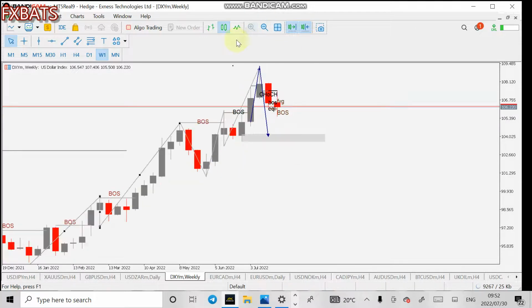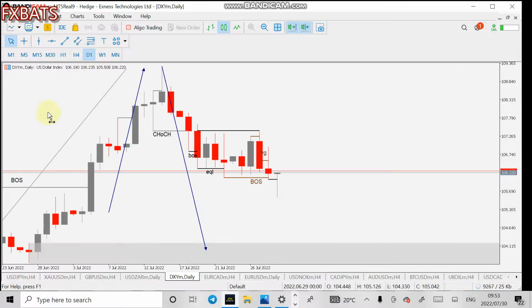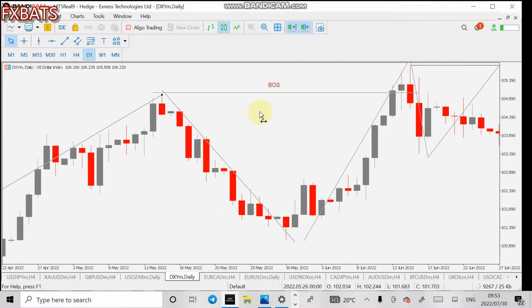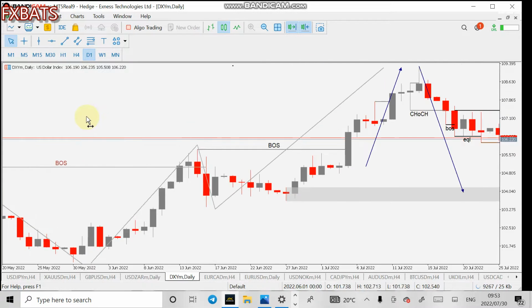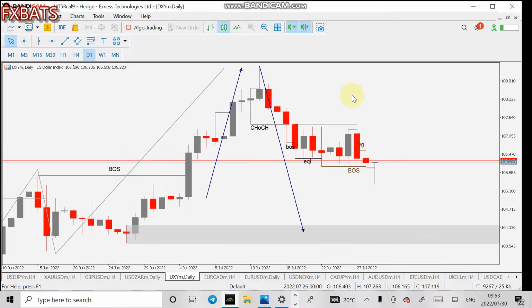So what I wanted to do here is to keep marking the major break of structure. These are the trends that I managed to draw on a higher time frame. Let me go to daily, maybe you can see them clearly. I'm trying to mark up the major break of structure. Today I just wanted to point out a few things.